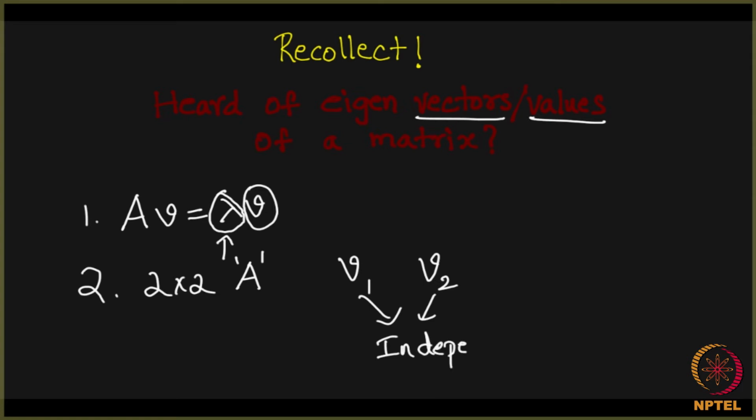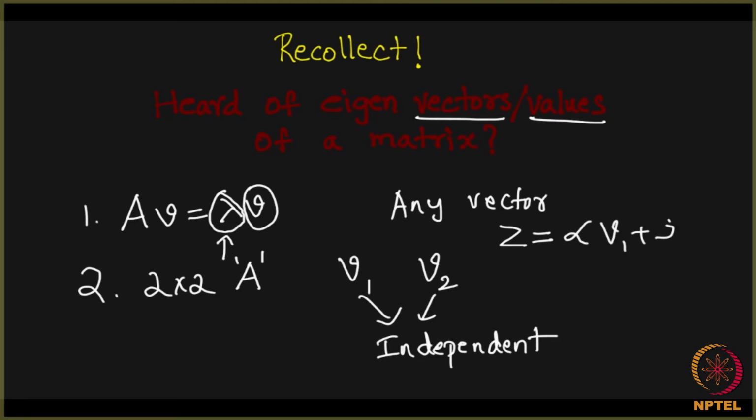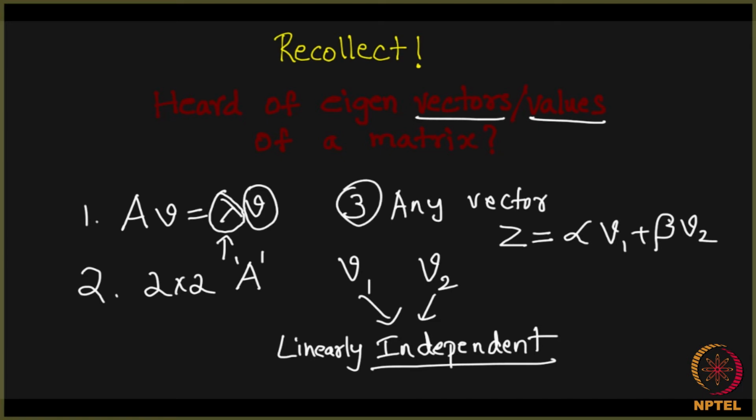They are independent. What do I mean by that? By that I mean you take any vector of your choice, let's say any vector Z. You can always write Z as a linear combination of alpha times V1 plus some beta times V2. Because they are linearly independent, you can always write any vector as the linear combination of V1 and V2. If you don't know these things, you probably should brush up your basics. So this is the third one. First one is the definition of eigenvalues and eigenvectors. Second one is that given a 2 cross 2 matrix, there are always two eigenvectors and they're actually linearly independent.